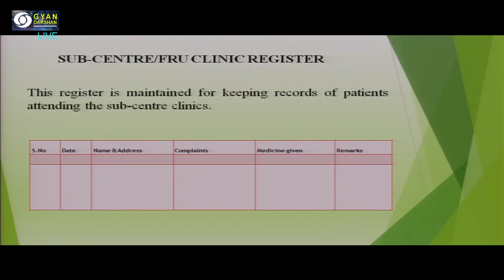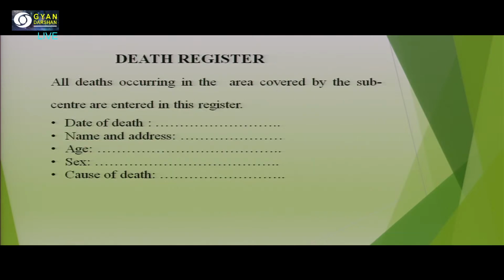Next is the sub-center register, where all those patients who come to the sub-center with some or the other health problem are recorded. That register has to be maintained for the patients: how many patients you have looked after in the sub-center, what were their chief complaints, any medication you have given, and any remarks, like whether the patient had come for follow-up, or whether you are referring the patient to a higher facility. You can write that in the remarks column.